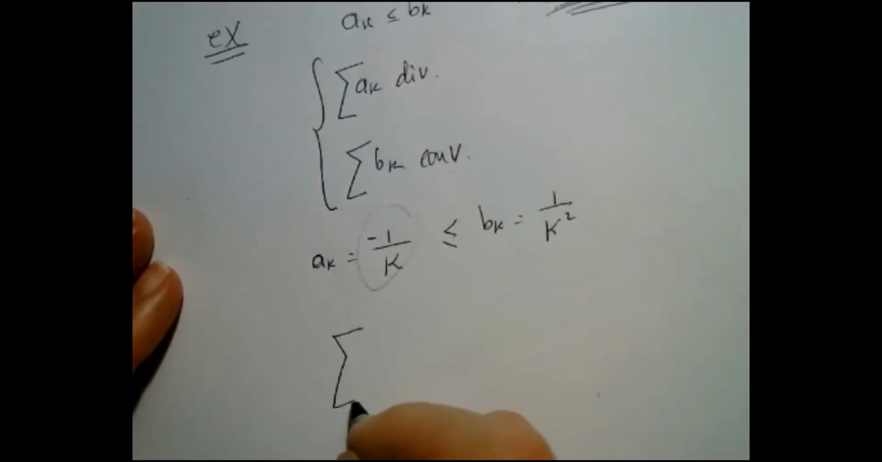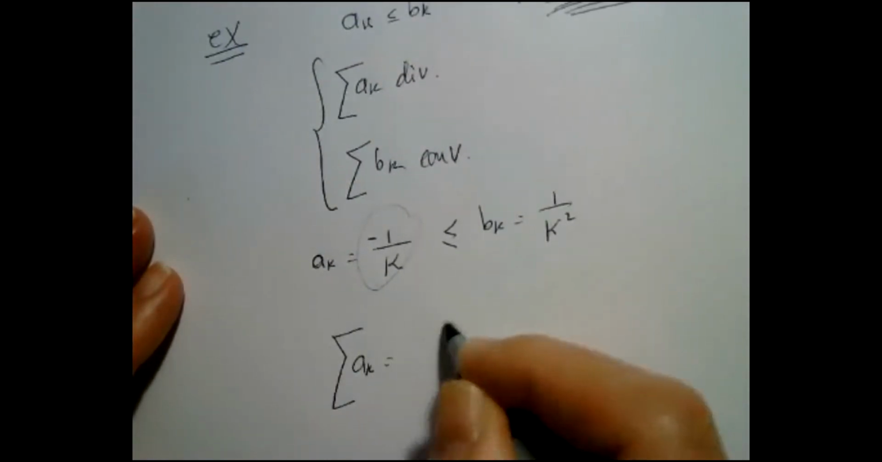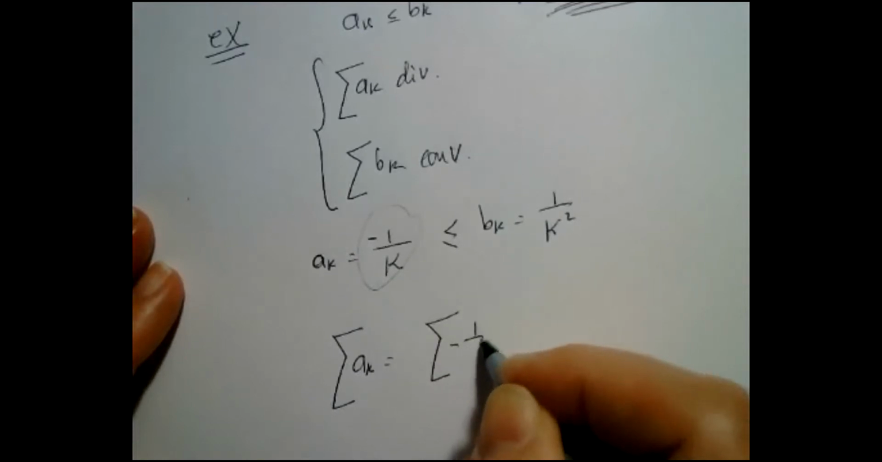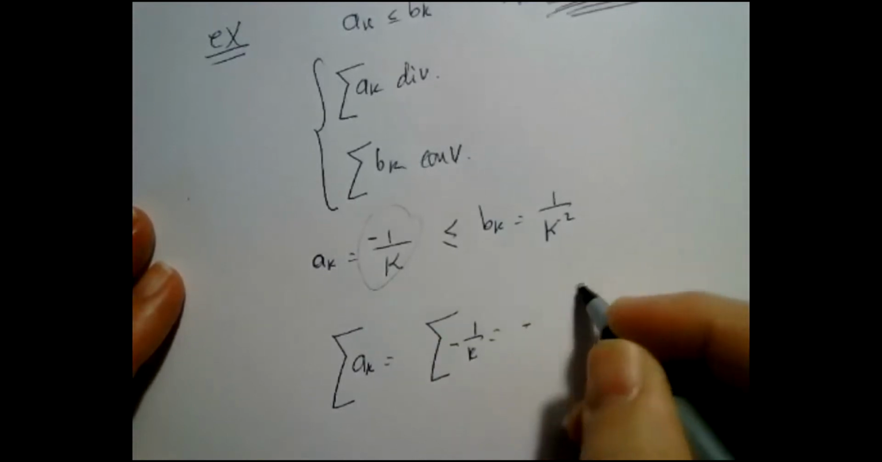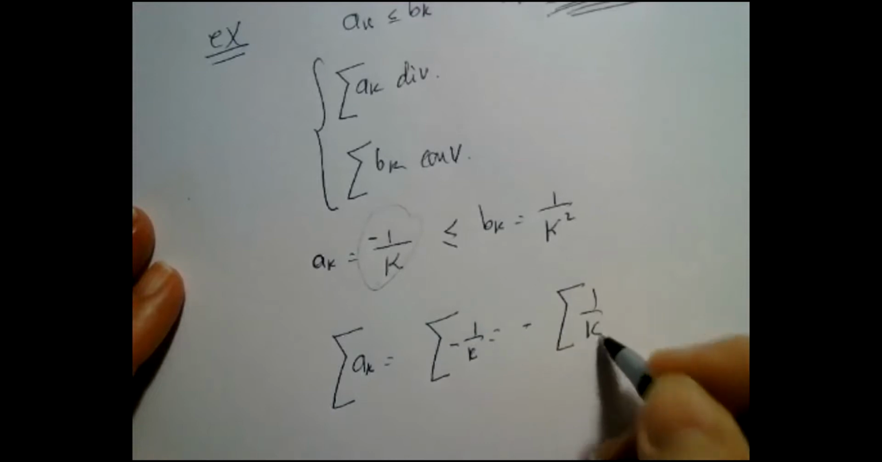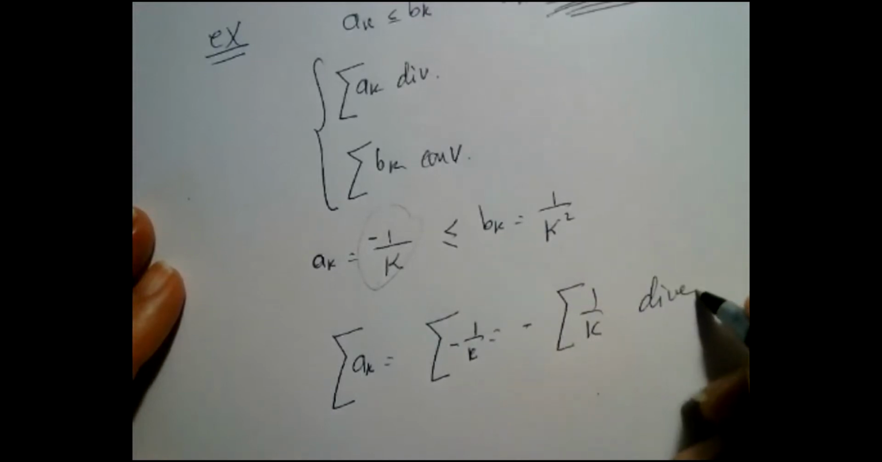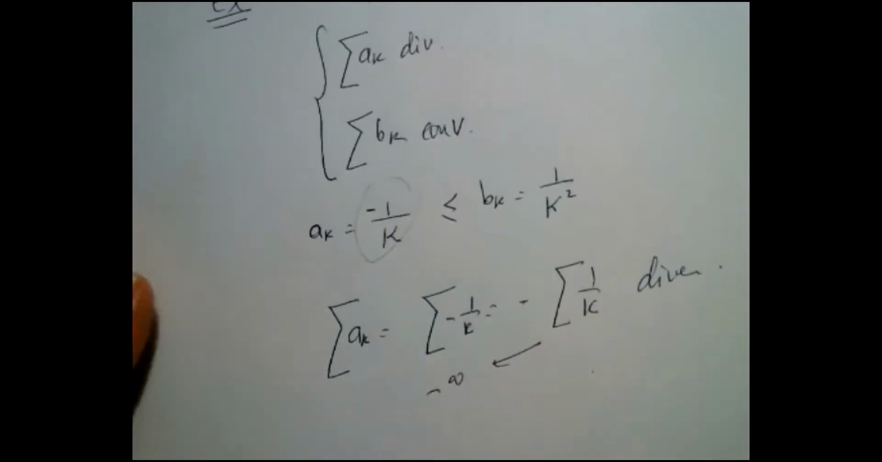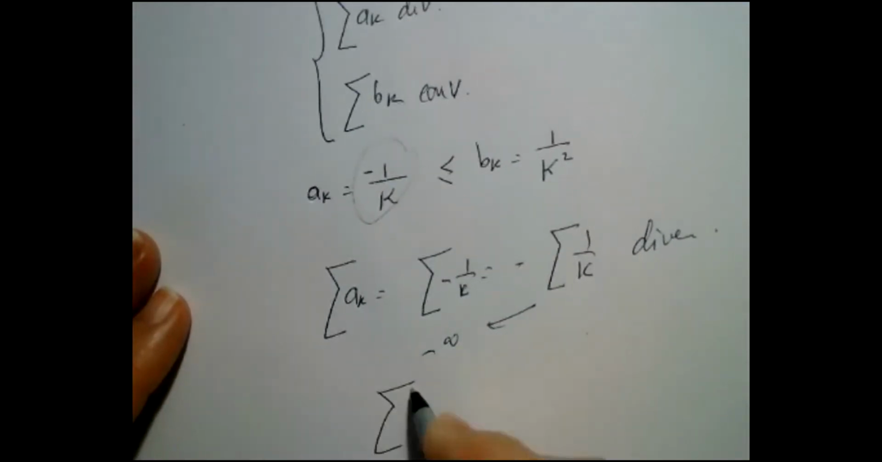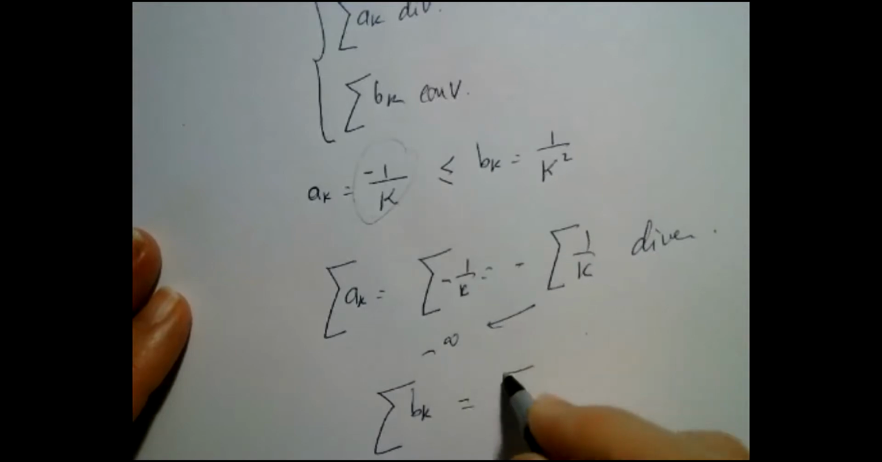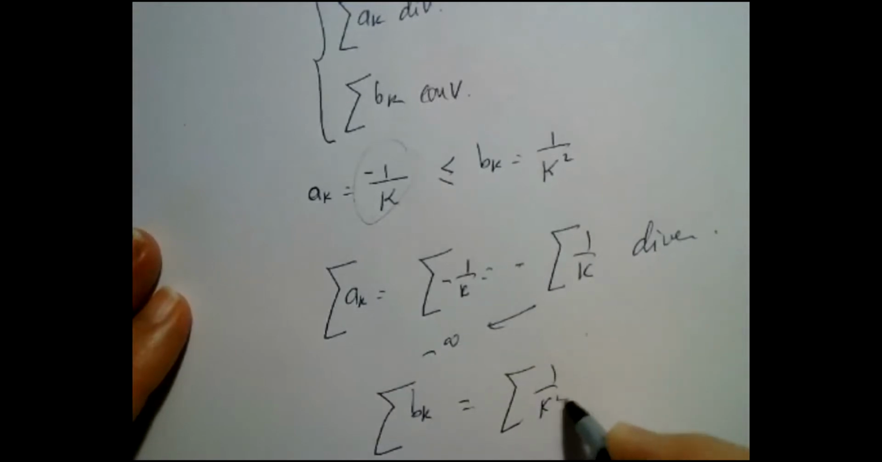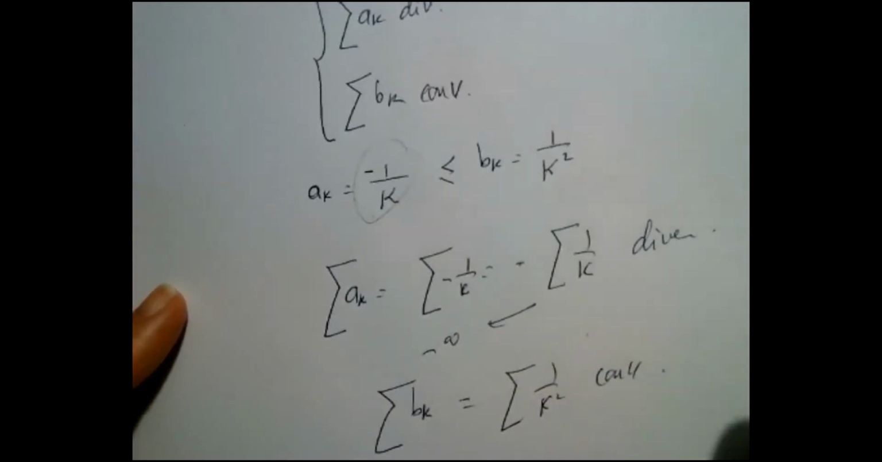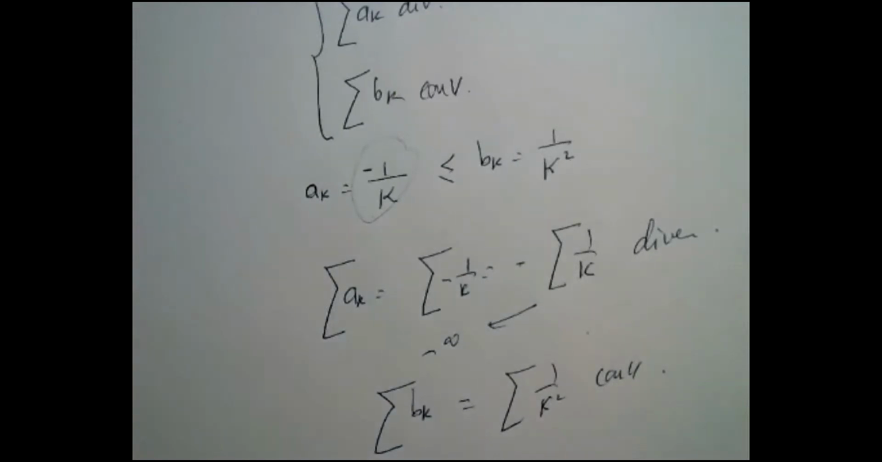Now, sigma a_k basically is sigma of minus 1 over k. You can basically take off the minus, and this diverges, because this one will go to minus infinity. However, the larger one will converge. So the positivity is absolutely crucial in the comparison test.